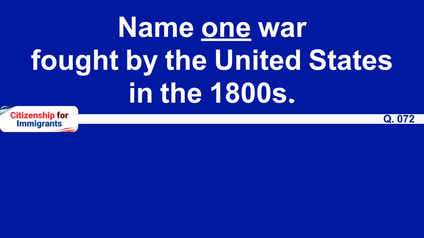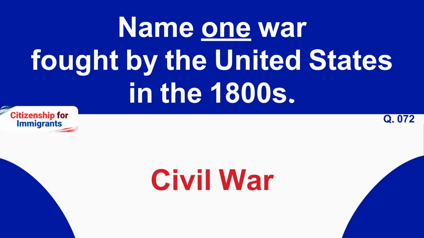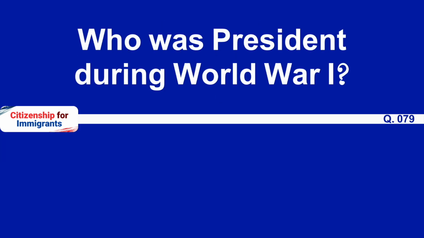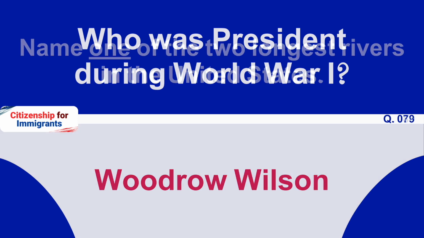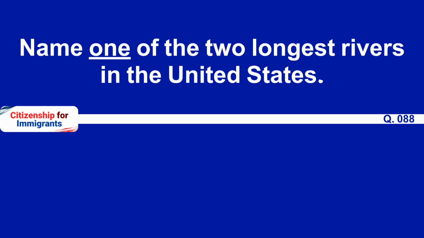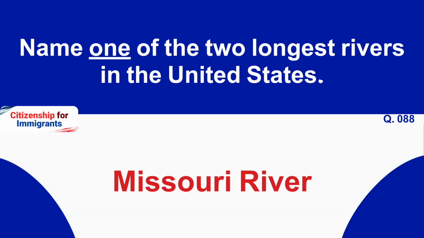Name one war fought by the United States in the 1800s. Civil War. Who was president during World War I? Woodrow Wilson. Name one of the two longest rivers in the United States. Missouri River.